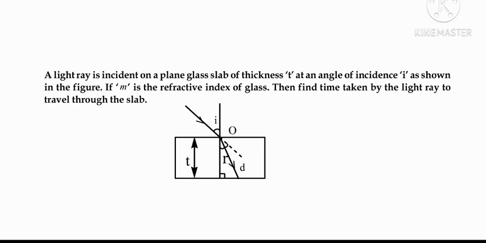What is the thickness of the glass slab? t, and the refractive index is mu, and here light is incident on the surface by making an angle, what is that? i with the normal. So the angle of incidence is equal to i, and it is refracted by an angle of r. And to travel the distance d, we need to calculate the time taken by the light ray to travel through the glass slab.